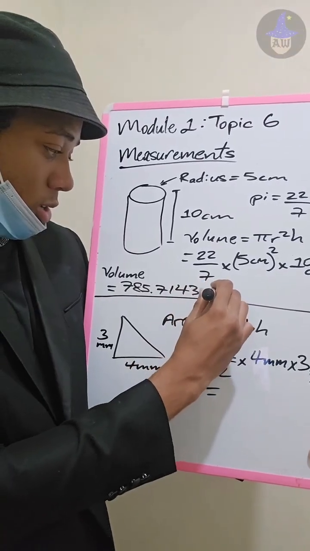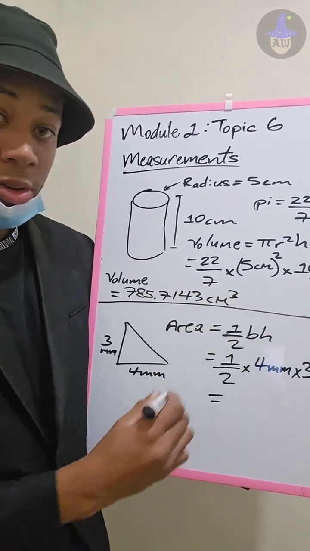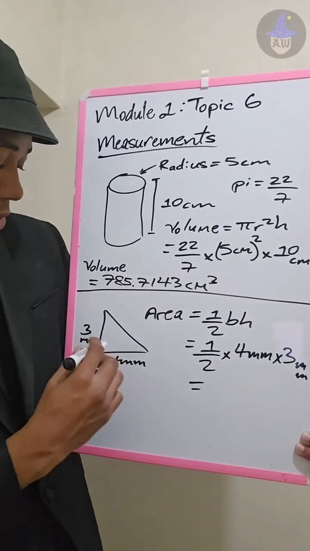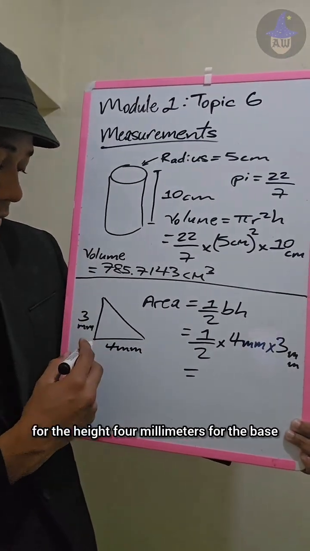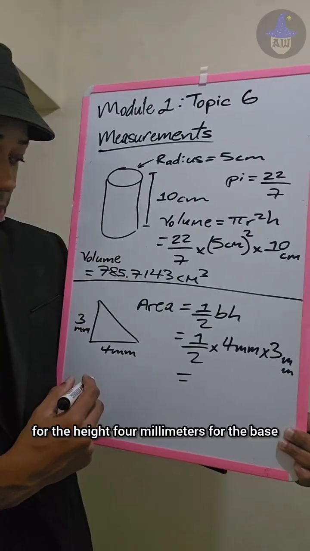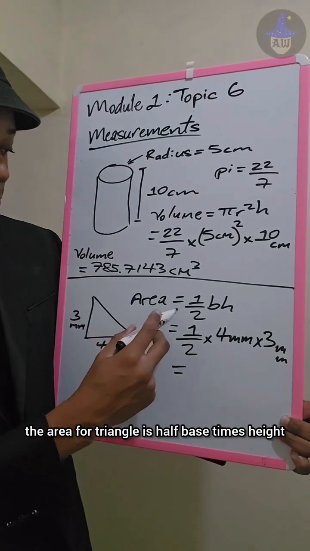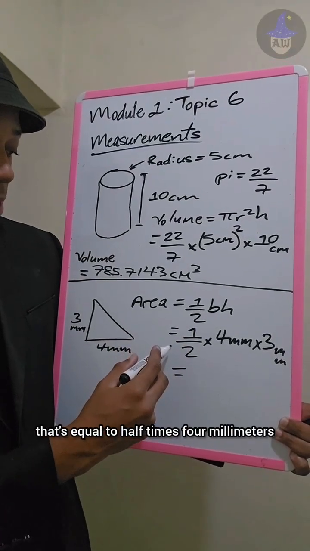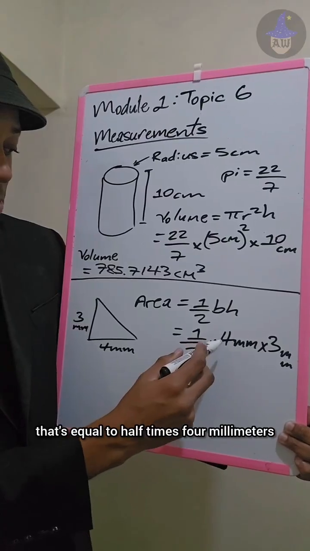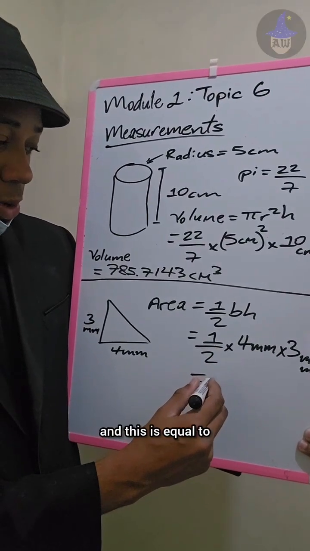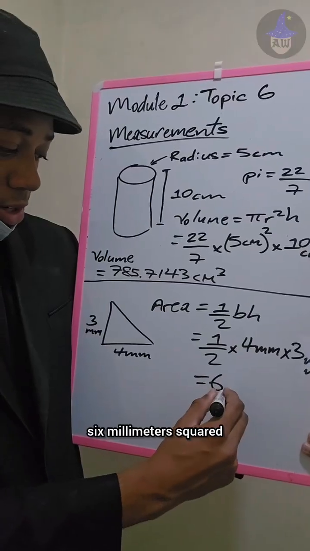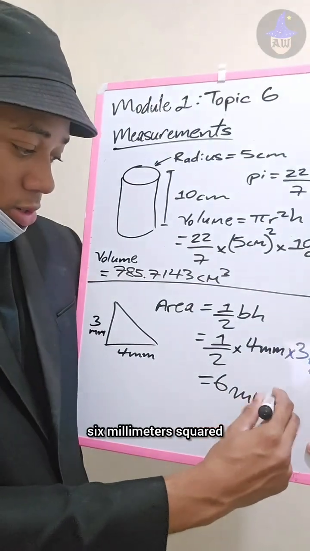0.7143 centimeters cubed. Now, the area of a triangle, we have 3 millimeters for the height, 4 millimeters for the base. The area for a triangle is half base times height, and that's equal to half times 4 millimeters times 3 millimeters. And this is equal to 6 millimeters squared.